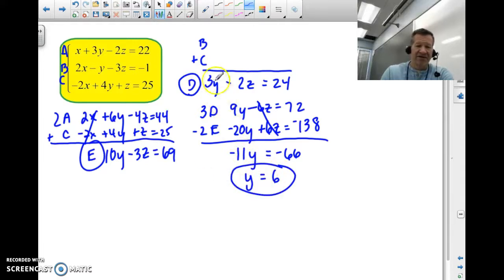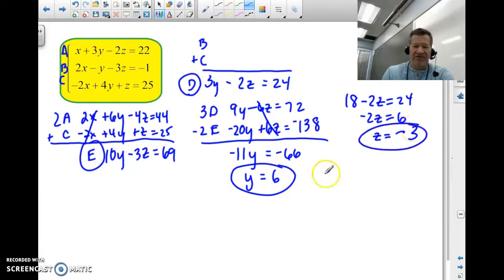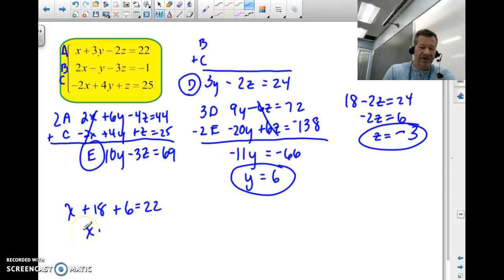So if y is 6, I can find z using either D or E. I'll use D. So equation D says 3 times y, which is 6, so that would be 18, minus 2z is 24. So now I just subtract 18 and divide by negative 2, and I've got negative 3 for z. Now plugging into one of the original equations, I can find x. Let's go with the first one. X is kind of by its lonesome there already. So x plus 3 times y, which is 6, that would be 18, minus 2 times negative 3, that would be a positive 6, equals 22. Combining like terms, I get 24, so x plus 24 is 22, and then subtracting 24, I've got negative 2.